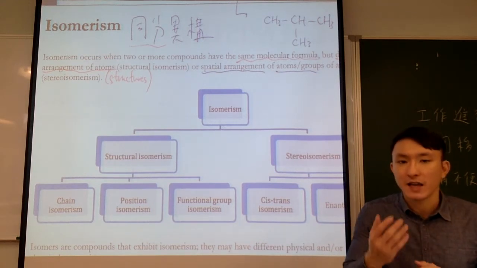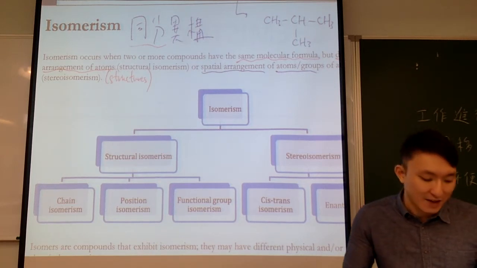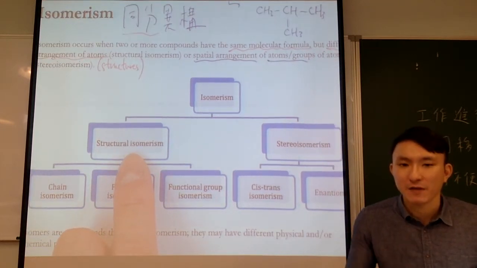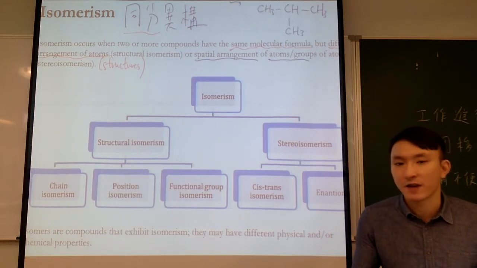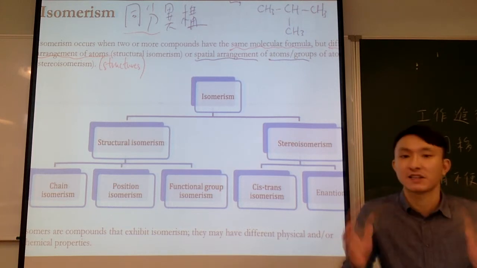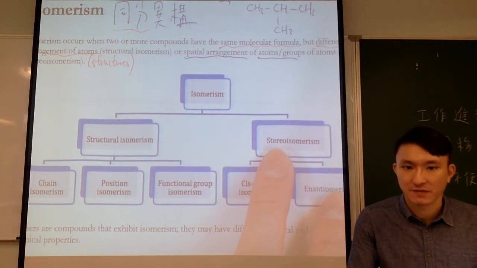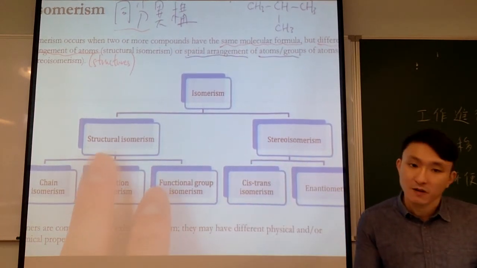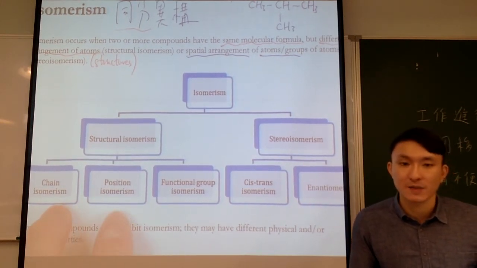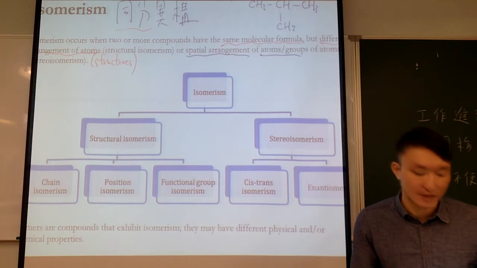Okay? Now, if the isomers have different structures, then they belong to structural isomerism. Okay? If they have the same structure, however, but the atoms or groups of atoms are arranged differently in three-dimensional space, then we will call those stereoisomerism. Okay? Now, for structural isomerism, we further divided it into three types. So we did talk about it last time. If you want to recap this part, you can revisit our previous video.